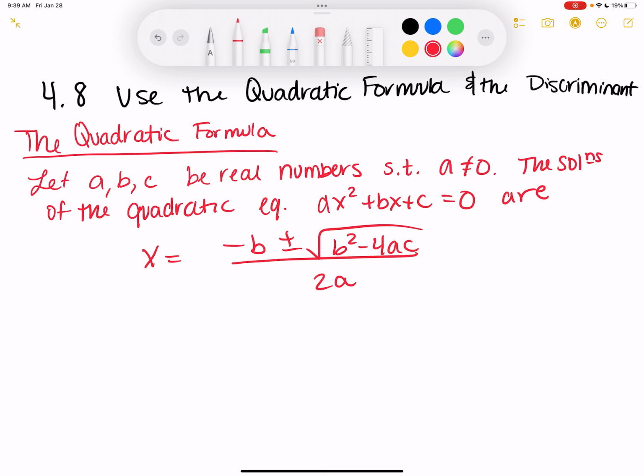I'll remind you, like with completing the square, if the instructions say solve by using the quadratic formula, regardless of if it can be factored or solved another way, you need to use the quadratic formula.